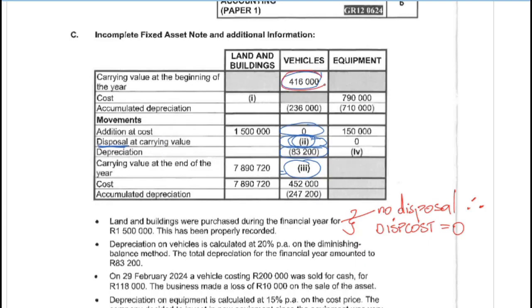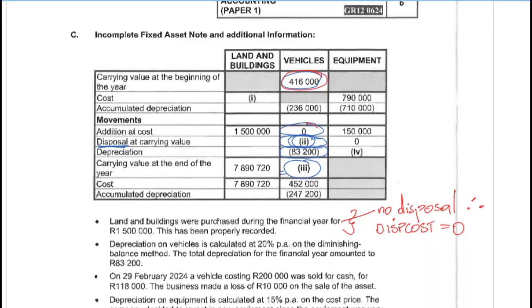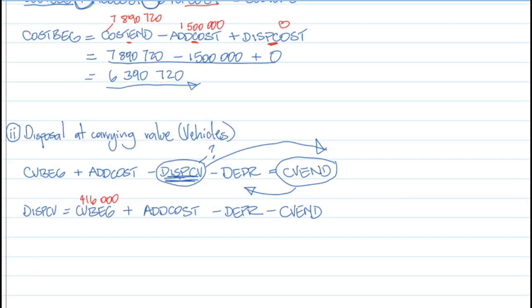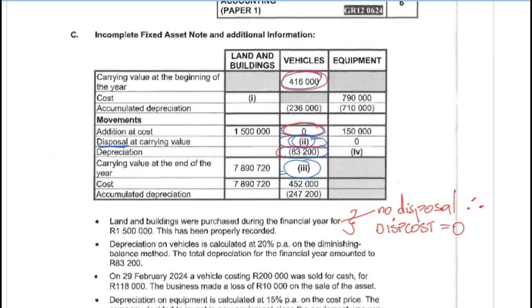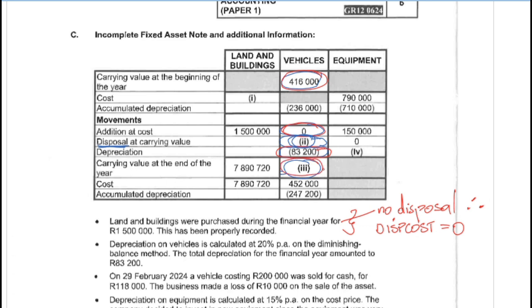The carrying value at the beginning of the year is given to us as 416,000 rands. Additions at cost is given to us as 0. Depreciation is given to us as 83,200 rands. The carrying value at the end of the year is not given to us, but we can calculate it because we know that the carrying value at the end of the year is equal to the cost at the end of the year minus the accumulated depreciation at the end of the year.